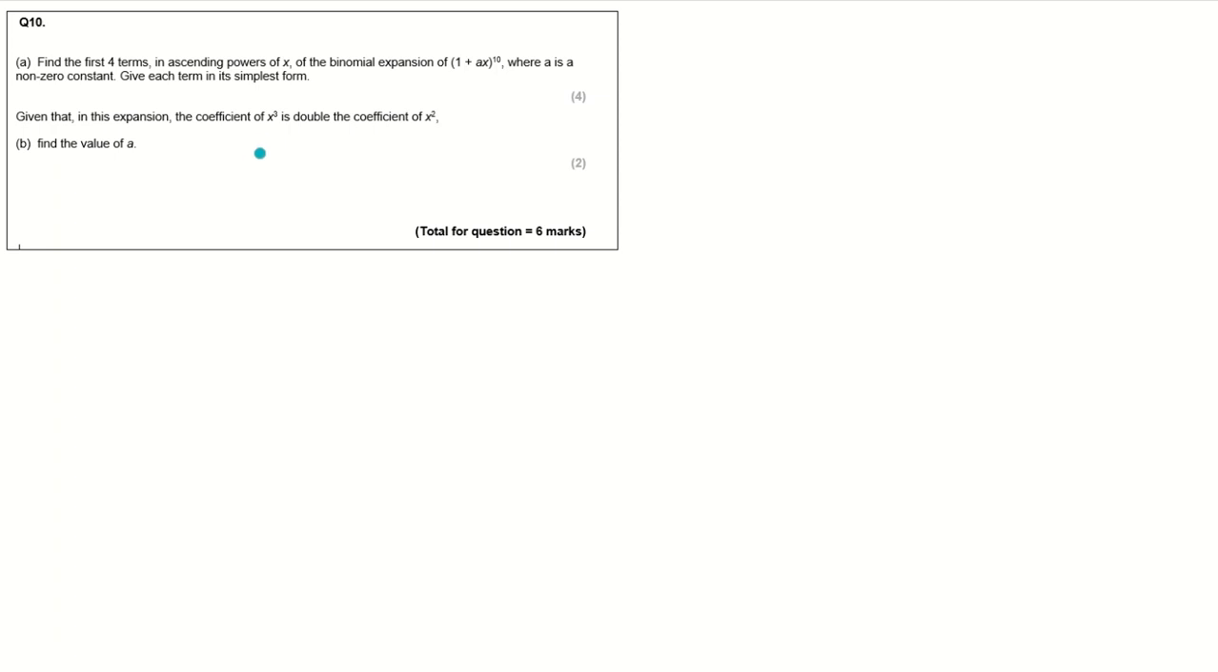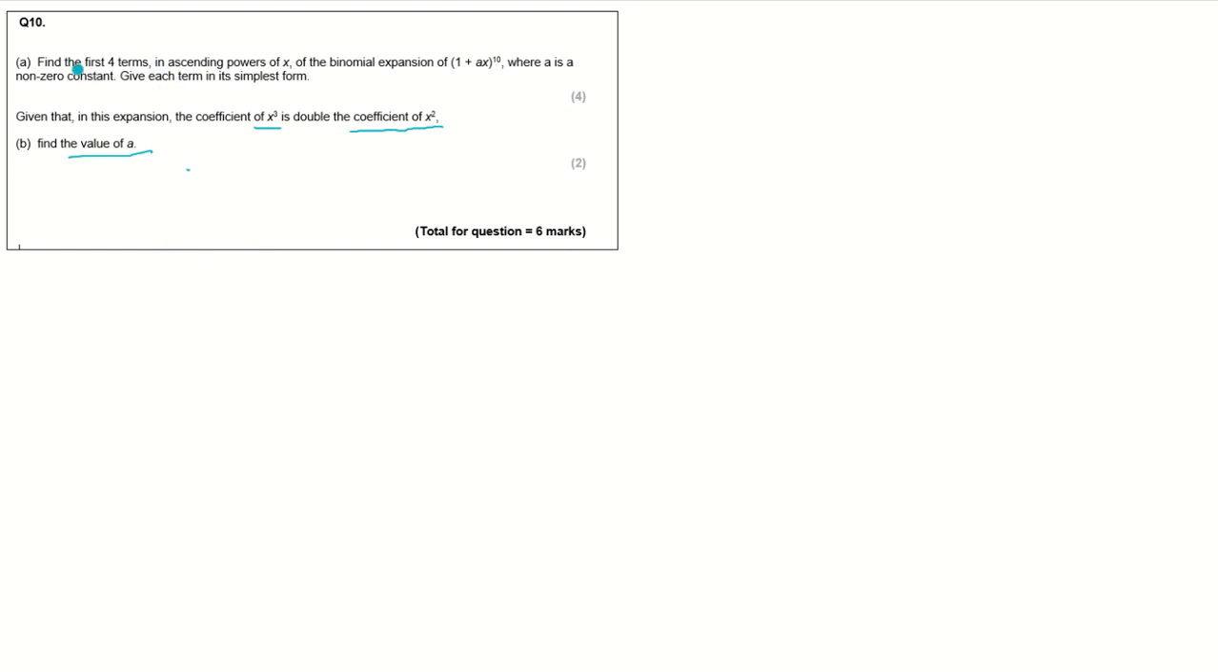Okay, question 10. Find the first four terms in the ascending powers of x of the binomial expansion of (1 + ax)^10, where a is a non-zero constant. Keep each term in its simplest form. Given that in this expansion the coefficient of x cubed is double the coefficient of x squared, find the value of a.